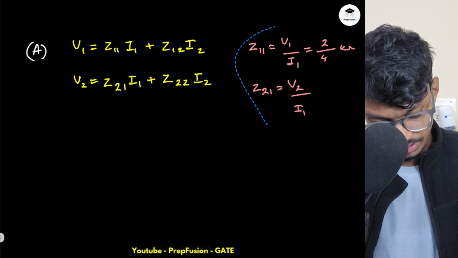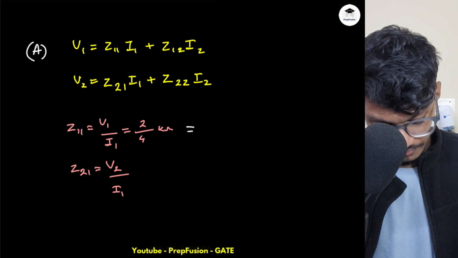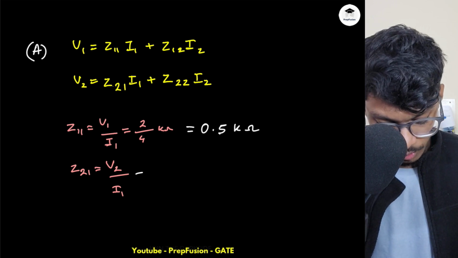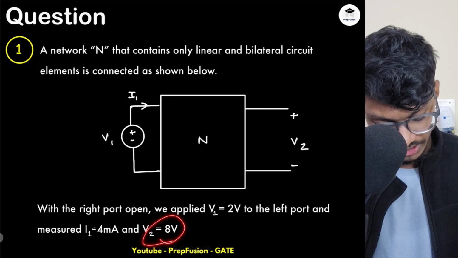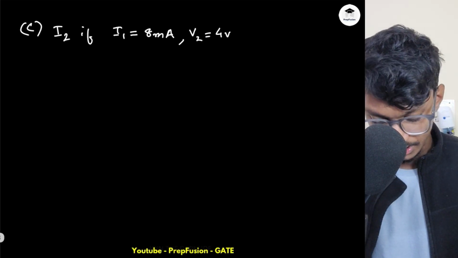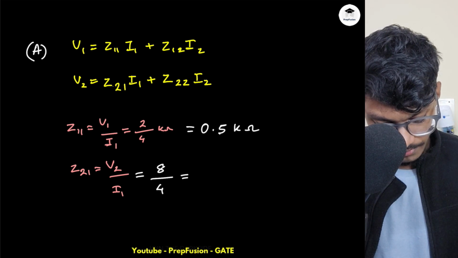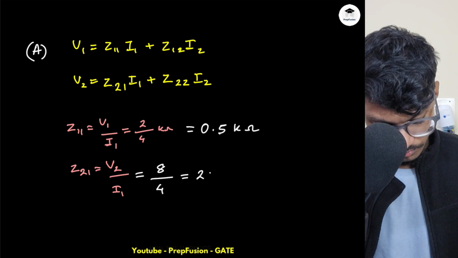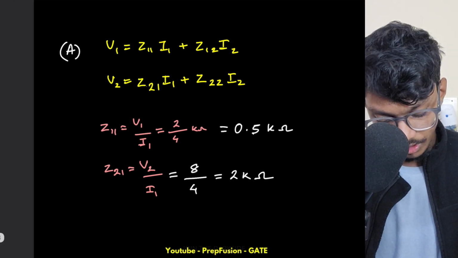I will write these things over here. Z11 is 0.5 kilo ohms. What about Z21, V2 over I1? V2 is 8 volts and I1 is still 4 milliamps, so it will be 8 by 4, which is 2 kilo ohms. So Z21 and all these things are this.